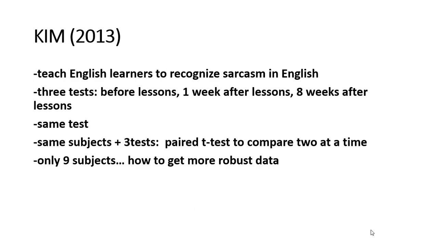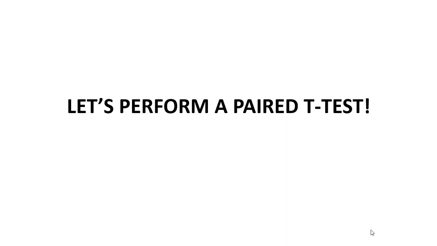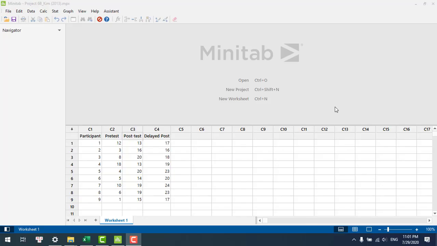A problem that we're going to see here is that she only had 9 subjects, so we're going to have to learn how to get more robust data. So we're ready now to perform a paired t-test. Let's go. Okay, so here we are in Minitab.